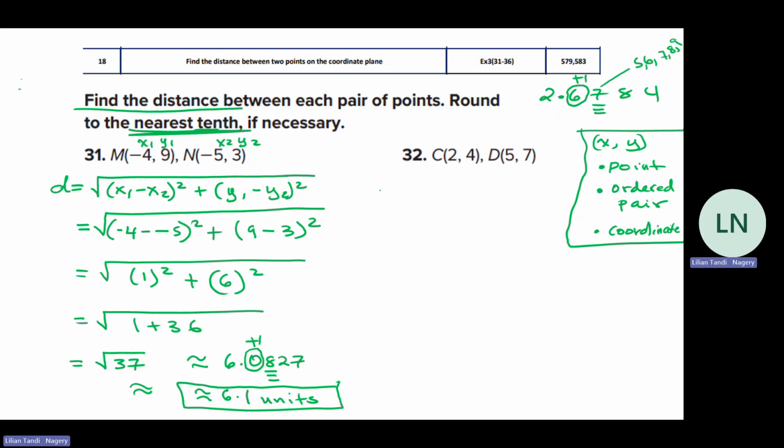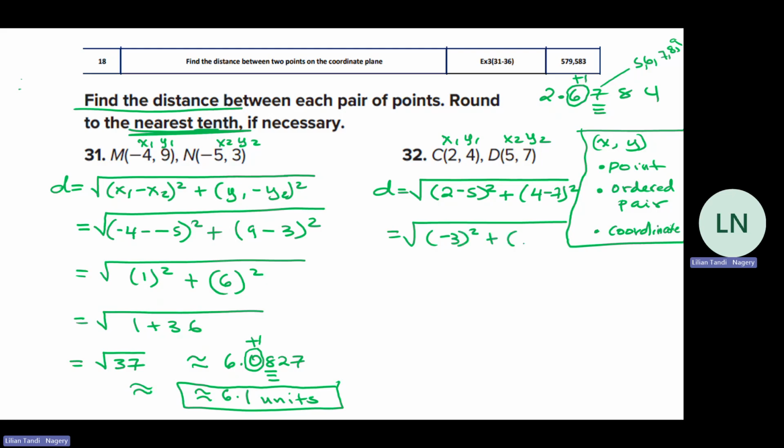I'm not going to repeat the formula, so this is D equals, then I'll put parentheses here, 2 minus 5 squared plus, because I've already written the formula here. So that's why I'm not writing the formula again. And this is 4 minus 7 squared. Then make sure you label your points so that you don't confuse x1, x2, y2. Okay? So this is -3 squared plus -3 squared. That will be 9 plus 9. That will be 18.